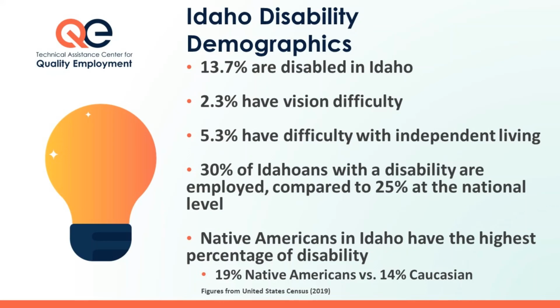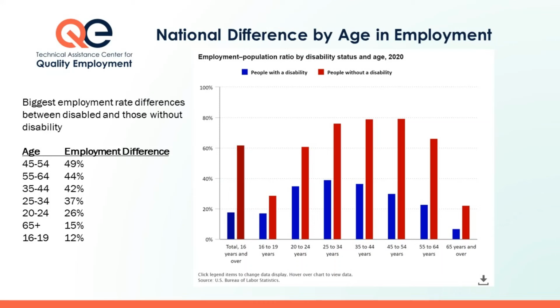At the national level, the Bureau of Labor Statistics has spliced out the differences in employment between people with disabilities and people without disabilities. This graph shows the gaps in employment between people without a disability in red with those with a disability in blue. The table on the left lists the age groups by the difference in employment.